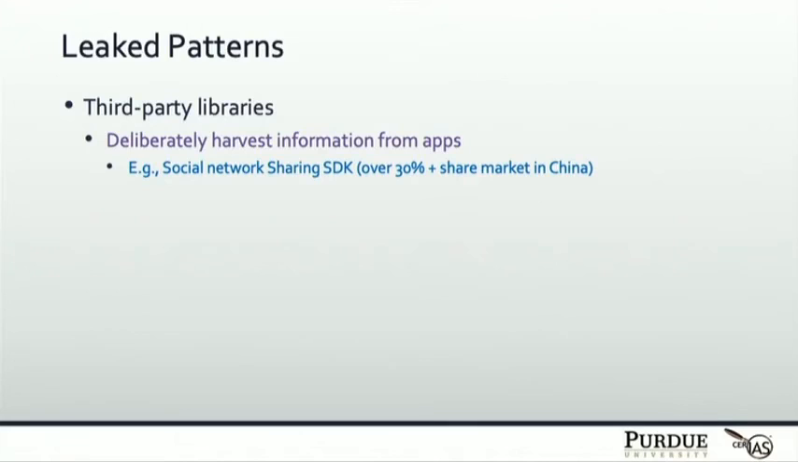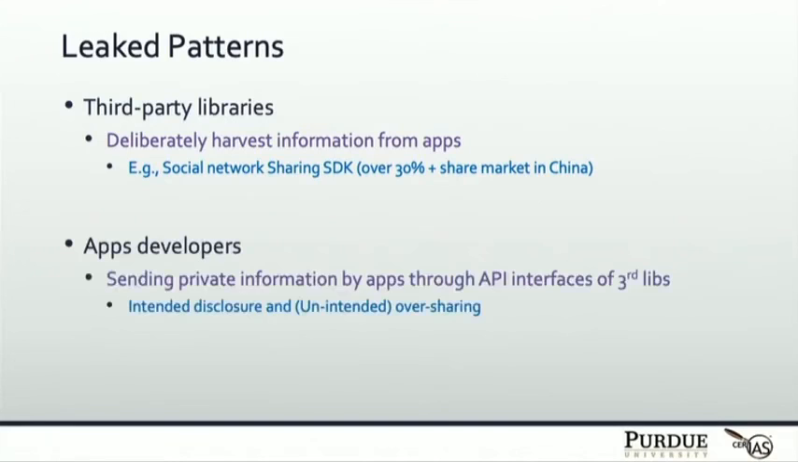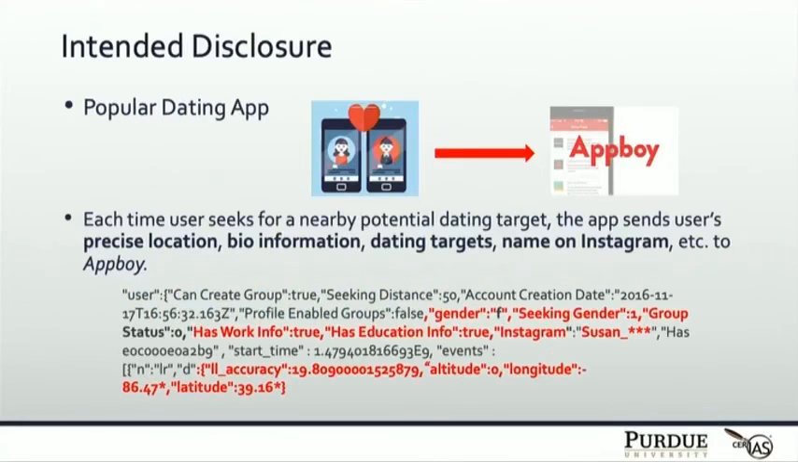And interestingly, we also found that developers will send the private information held by apps through the interface of those third-party libraries. And there are two subcases. The first one is the developers intended to disclose the sensitive data of users. And the second is developers unintentionally overshare the private data of users.